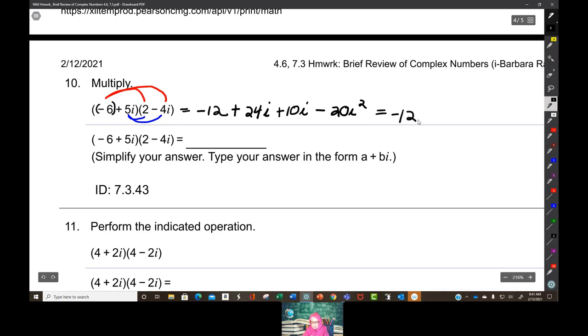Negative 12 plus 34i. I hope they're not all sick. Minus 20. i squared is negative 1, so minus 20 times negative 1. That's going to be negative 12 plus 34i plus 20.